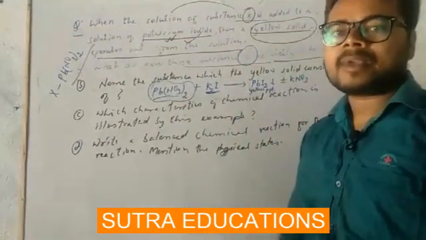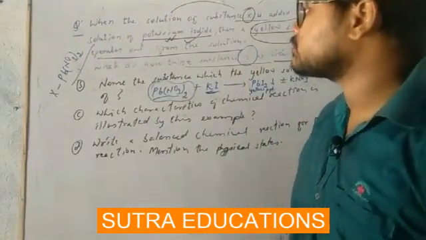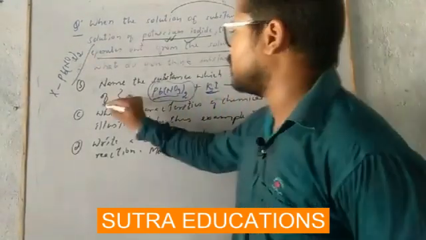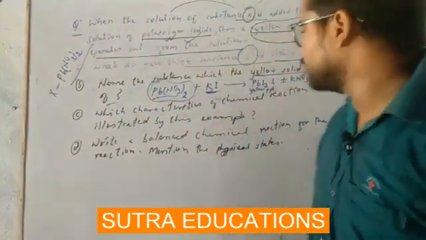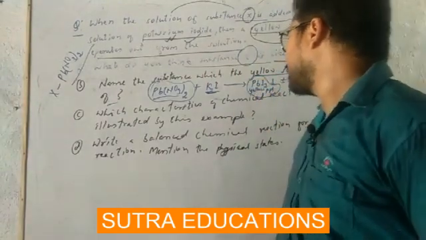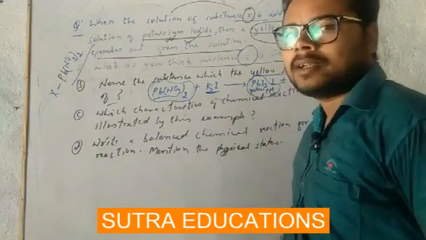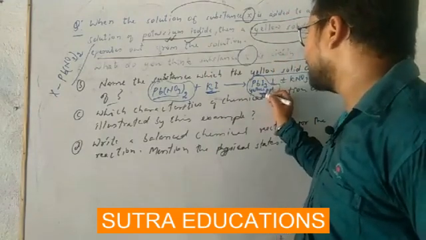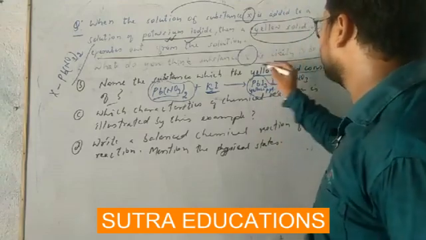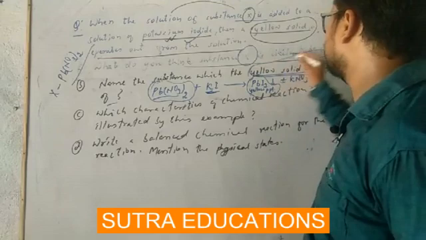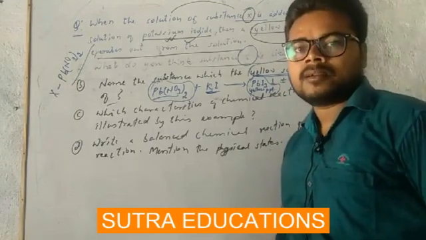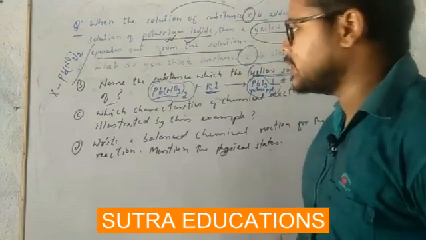Then come to the second question. Name the substance which the yellow solid consists of. The yellow solid, I told you, is the precipitate coming out as a product, and this is PbI2. So the yellow solid is PbI2, lead iodide.